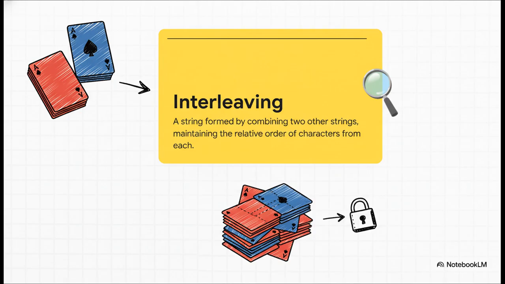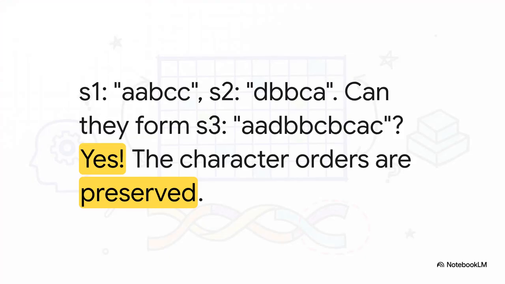But there's one critical rule. The order of the red cards among themselves can't change, and the order of the blue cards among themselves can't change either. Let's make this real with an example. So say S1 is AABC and S2 is DBBCA. The big question is, can they form this third string, S3? And yeah, in this case they can. If you look closely, you can see all the characters from S1 pop up in S3 in their original order. And hey, same thing for S2. It's like they're perfectly woven together.